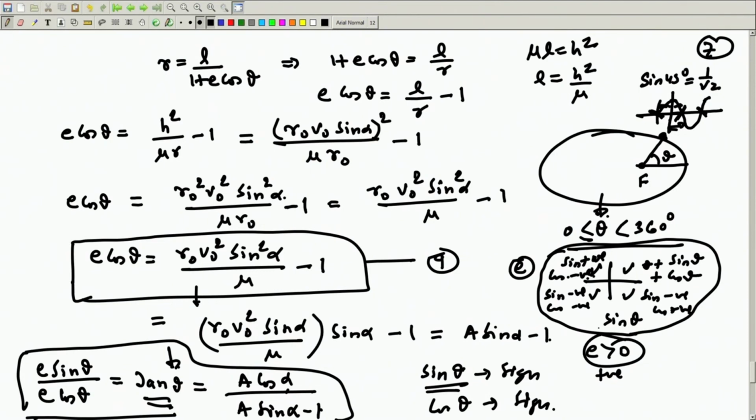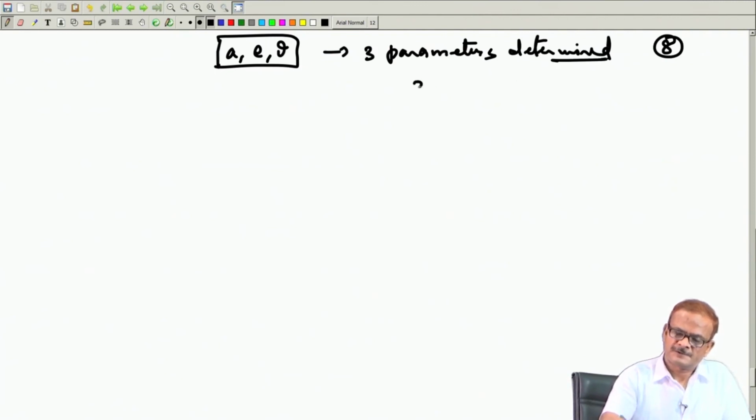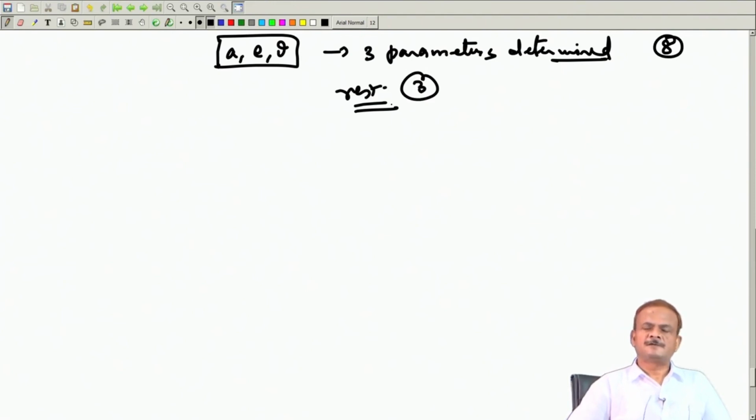So, this way we have been able to find one of the parameters, which is theta. Right now we are in a position where we have already determined A, E and theta. So, these are the three parameters determined, and the rest three parameters we have to work out. So, we stop here and then we will continue in the next lecture. Thank you for listening.